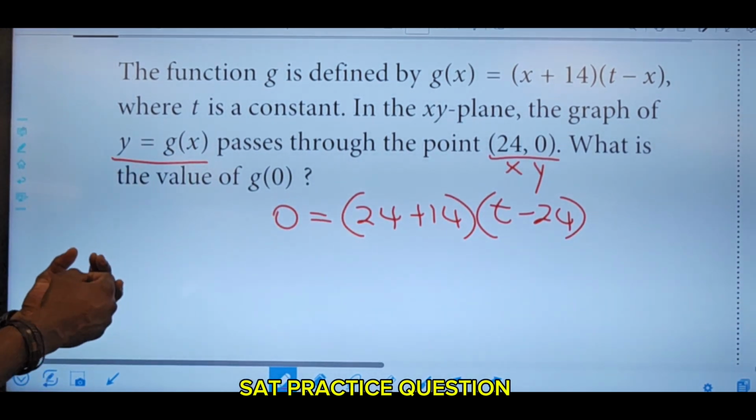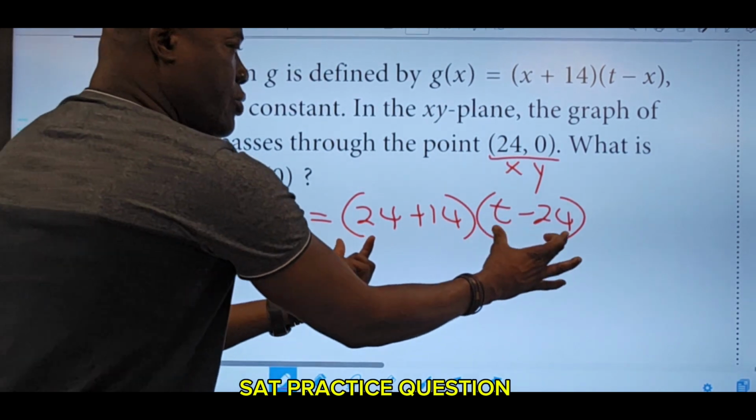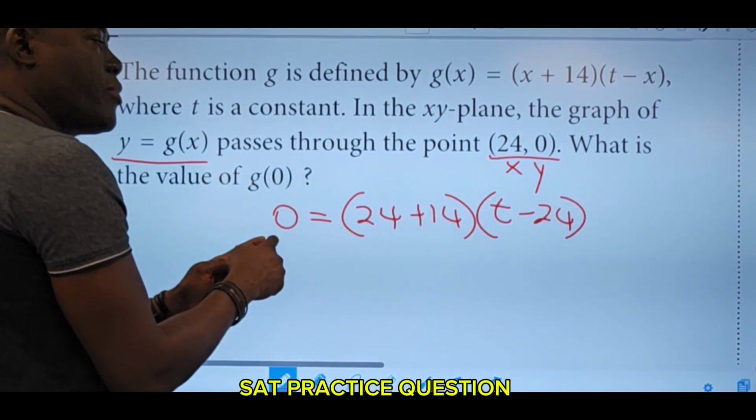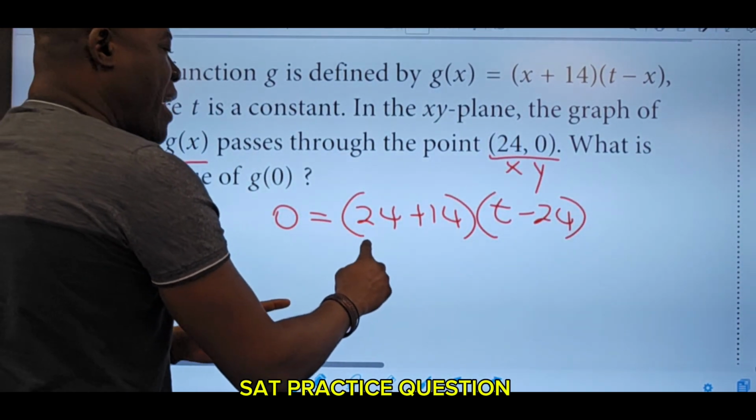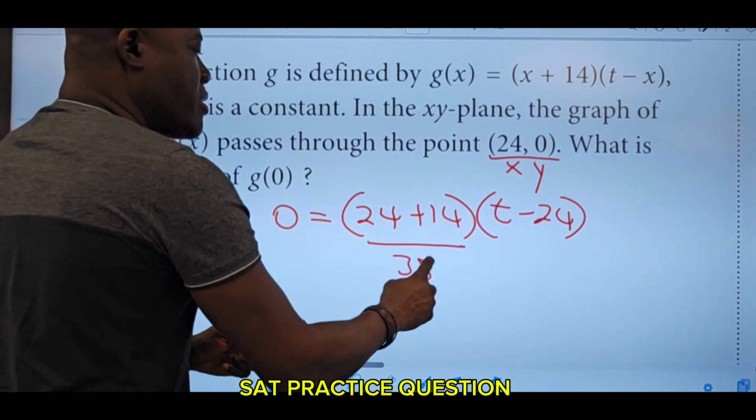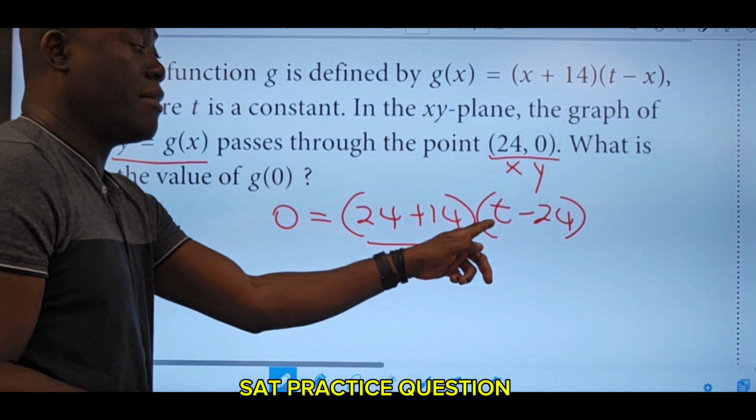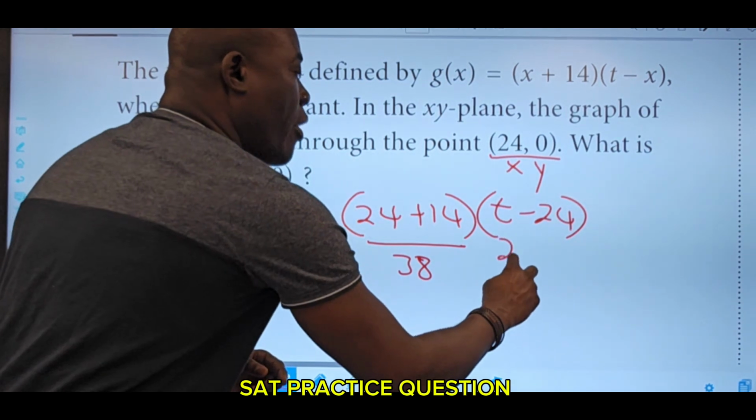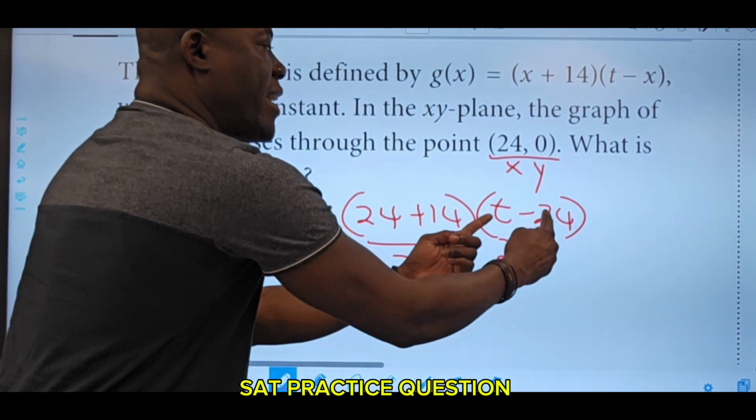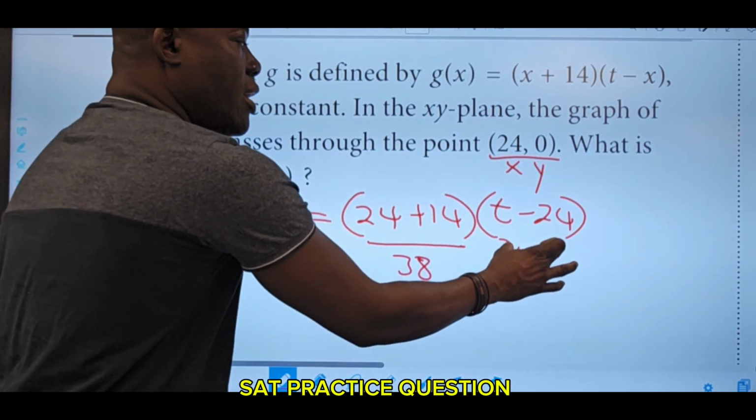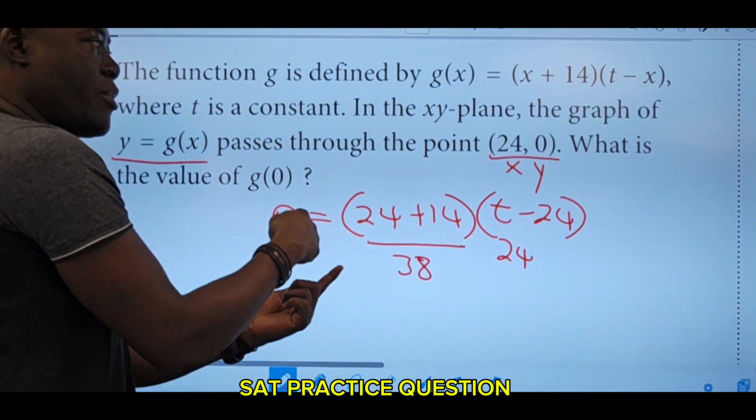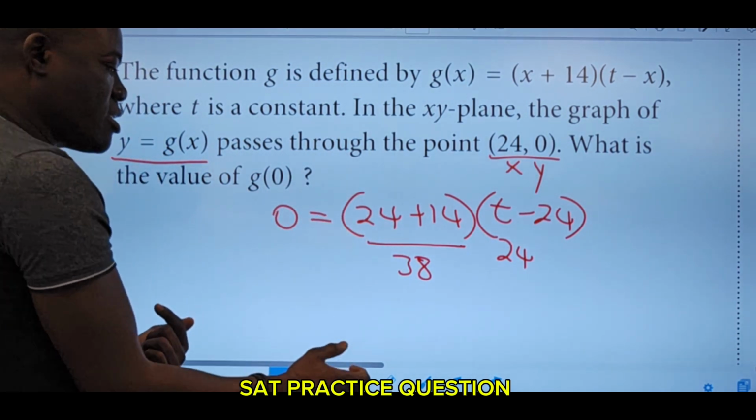Okay? So if you take a look, two things multiplied to give 0. We are certain that this is not 0, this is 38. So what we have here is a case where t has to be 24, such that 24 minus 24 is 0, and 0 times anything is 0. So now we want to agree that t is 24.